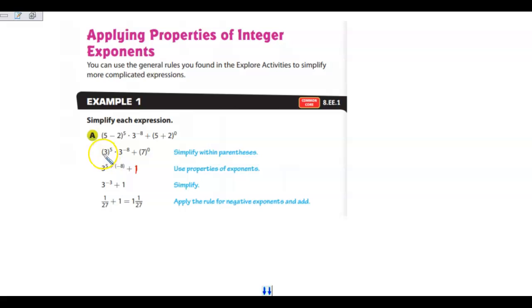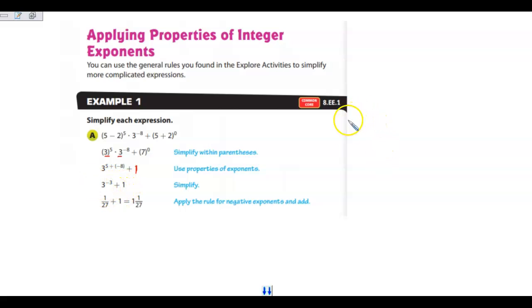And then we look at the 3 to the 5th power times 3 to the negative 8th power, and we notice that both bases are 3. Because it's multiplication with the same base, we know that we can add our exponents. So we're going to take 5 plus negative 8, and that's going to give us negative 3. So our expression now is 3 to the negative 3rd power plus 1.